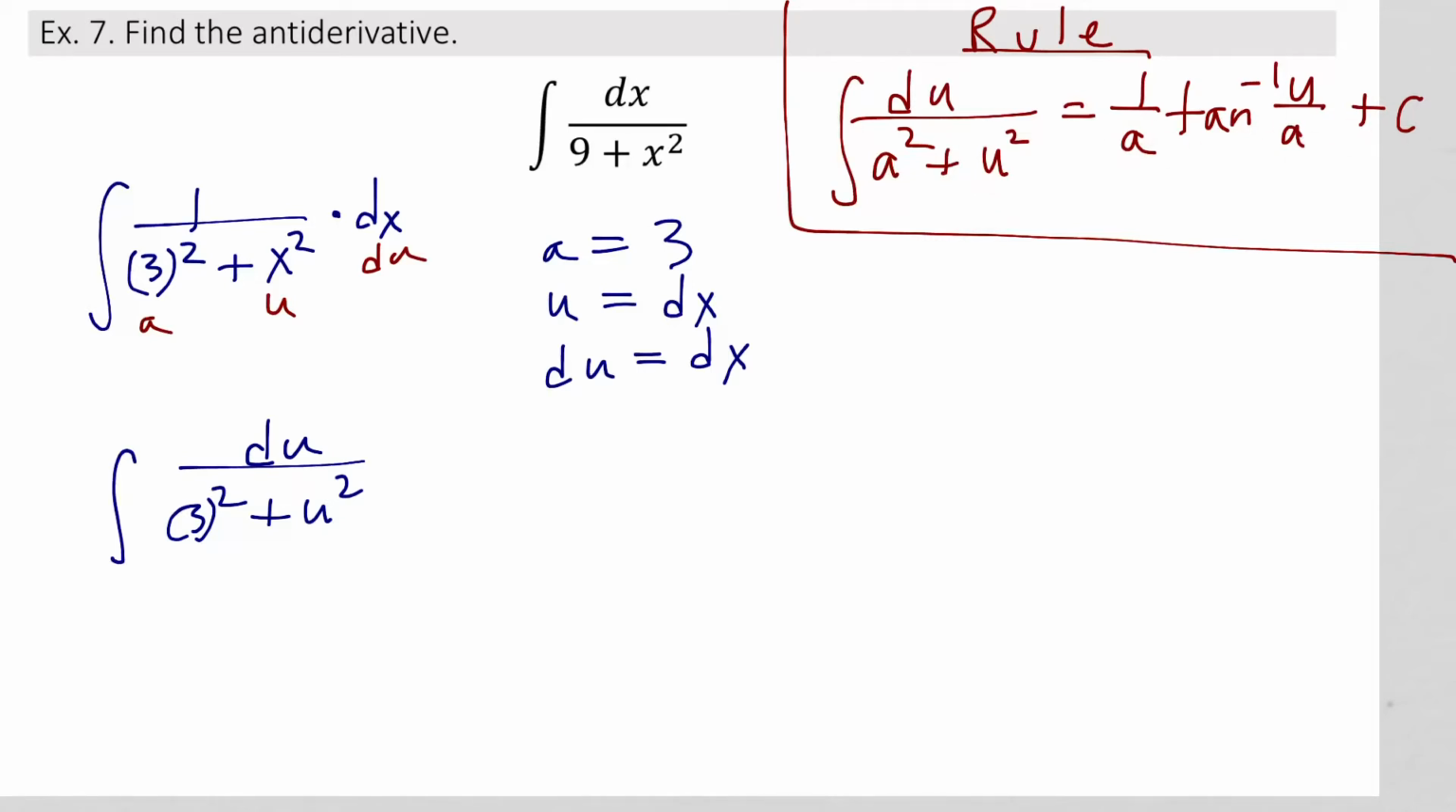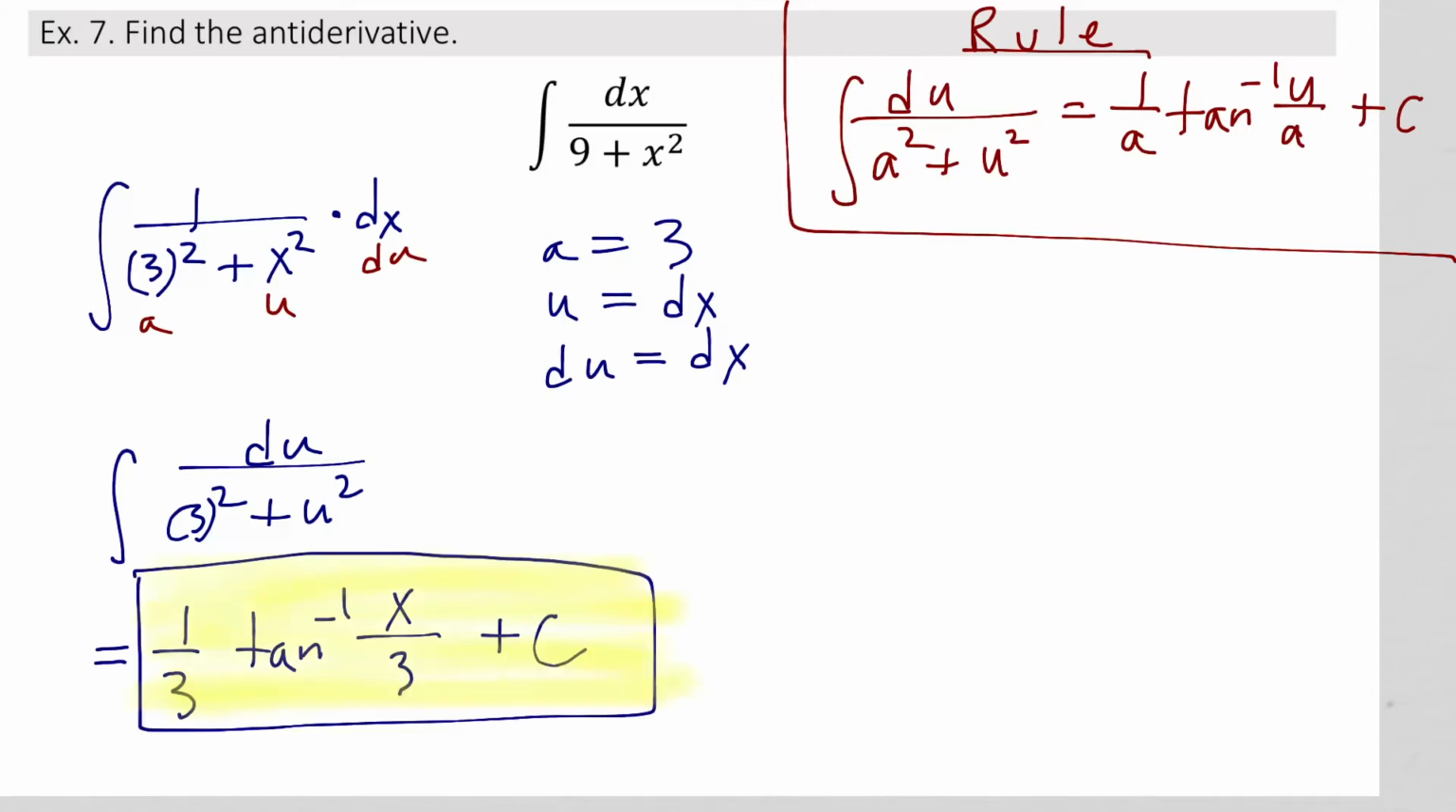So now, doing my substitutions, I know a is 3, so I've got 1 over 3. Then the inverse tangent of u over a. u is just x. a is 3, plus c. So on this one, we really didn't need to change variables, but we're just trying to be consistent until we get the hang of this. So this is your result here.